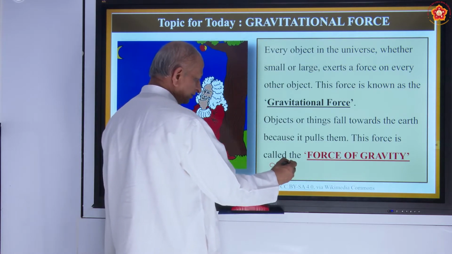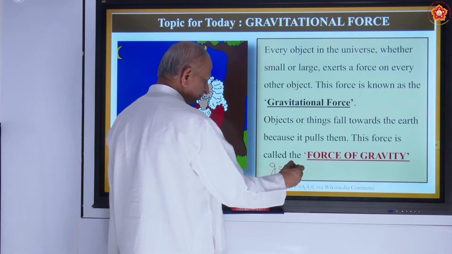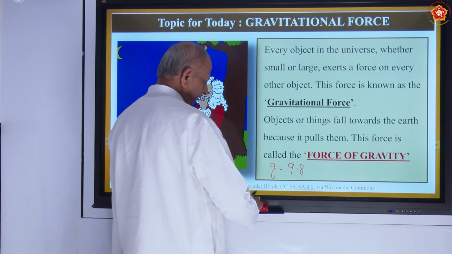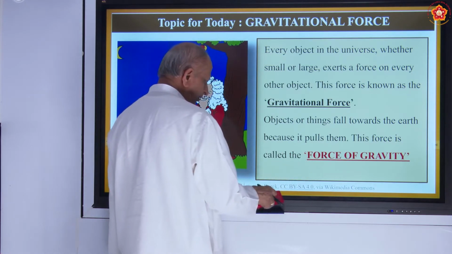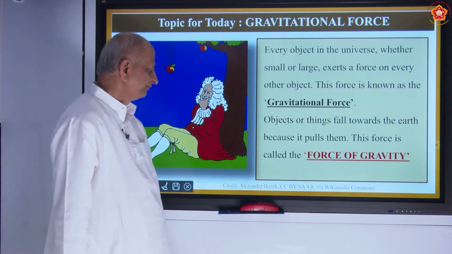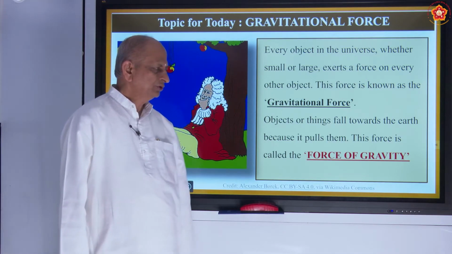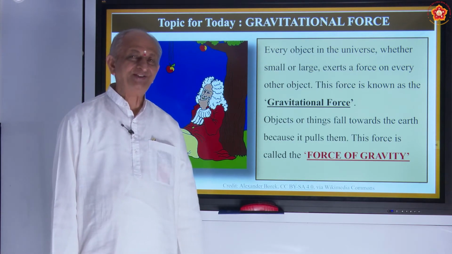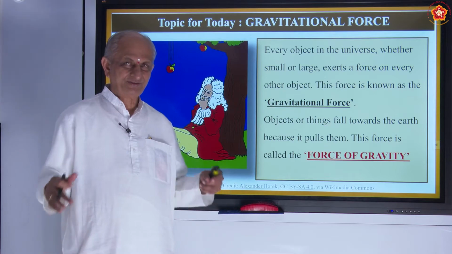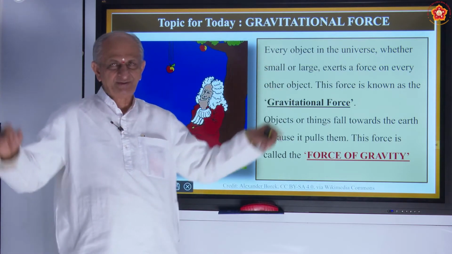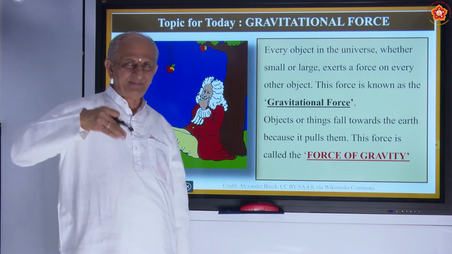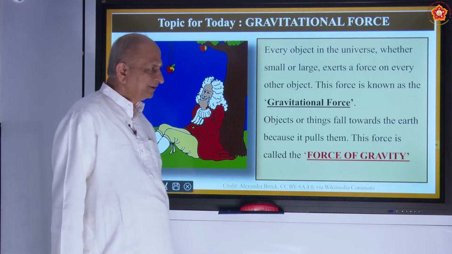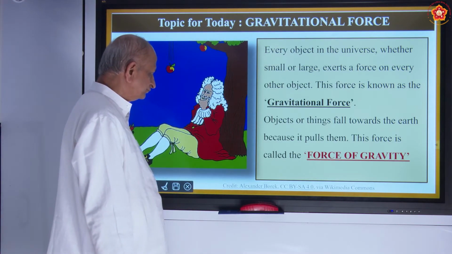We are going to study later. Its value is 9.8 newtons per meter square. Okay, we are going to study that later. So, force of gravity will change from place to place. Why does it change? Because as you move away from the center of the earth, the gravity becomes less and less. As you come nearer to the center, gravity will be more. Okay?